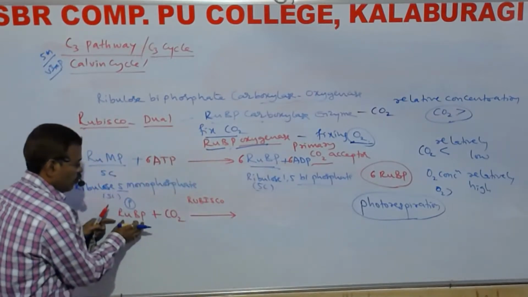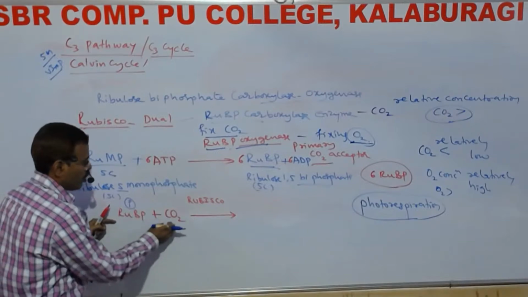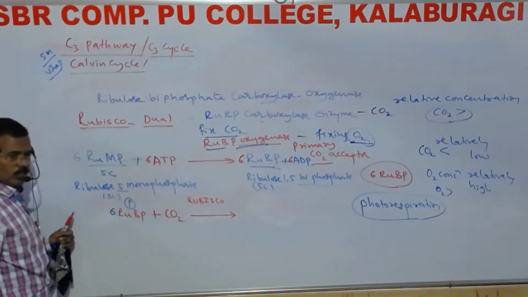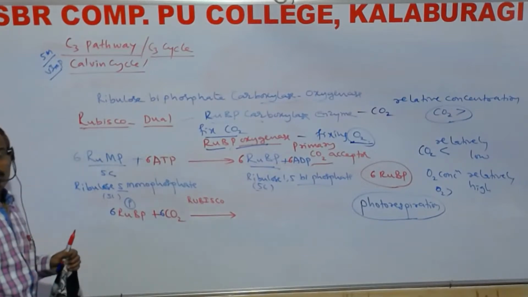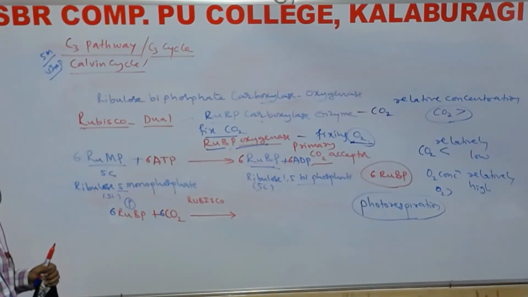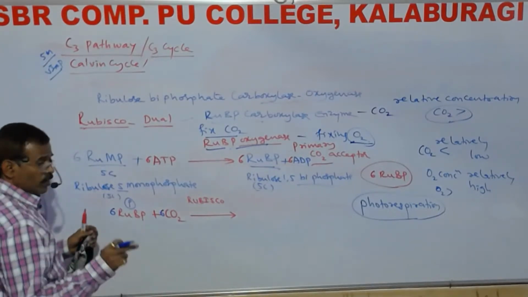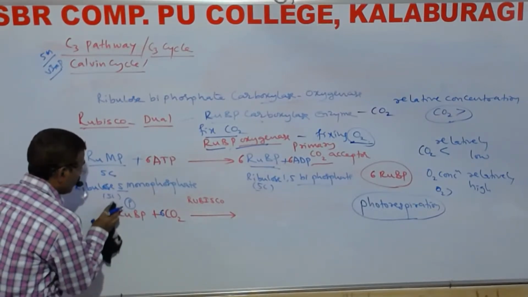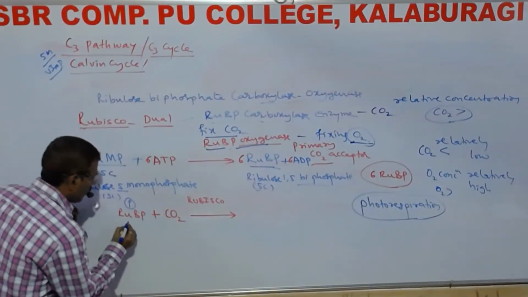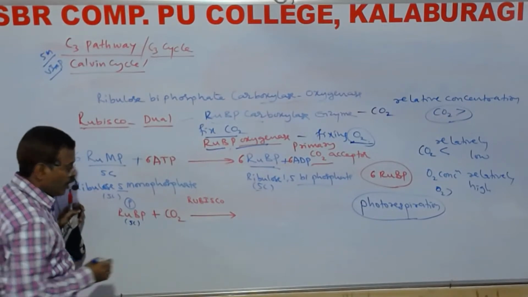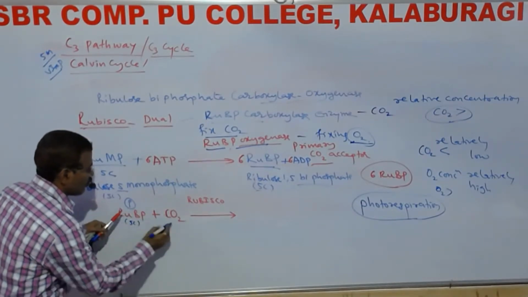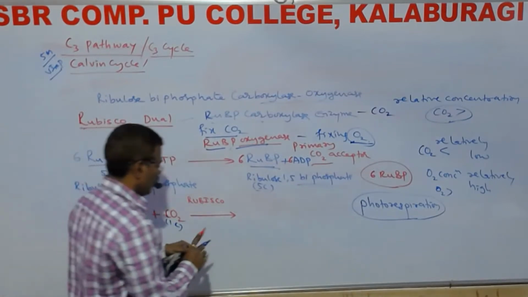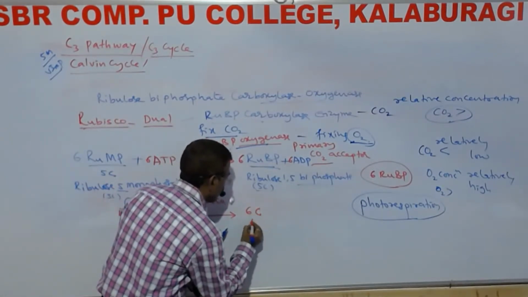Okay, so now ribulose 1,5-bisphosphate fixes carbon dioxide. We know that 6 molecules of RuBP fix 6 molecules of carbon dioxide. That you should remember. In one turn, how many carbon dioxide are fixed? One. I did not write every time that this is 6. Now, this is a 5 carbon compound, right? And this is how many carbon compound? 1 carbon compound.